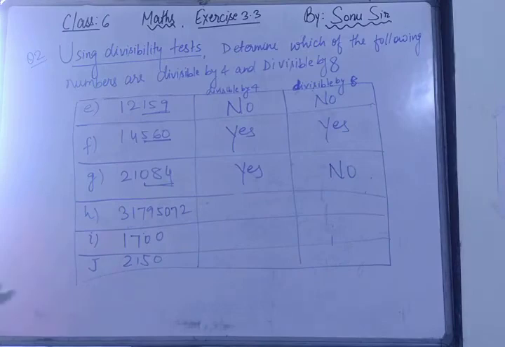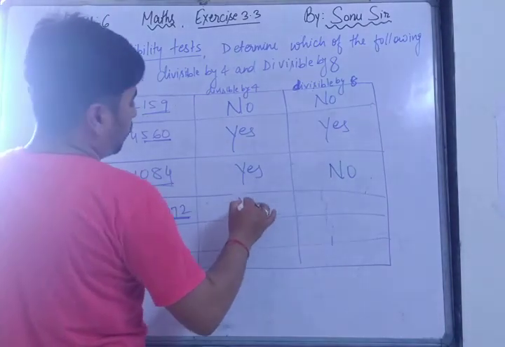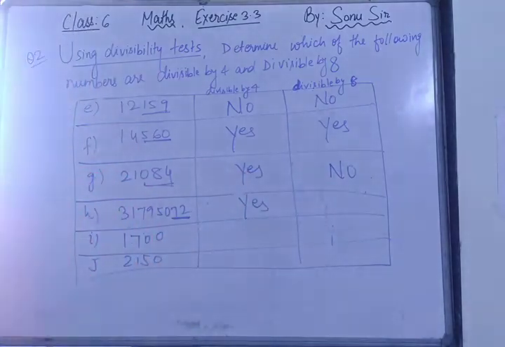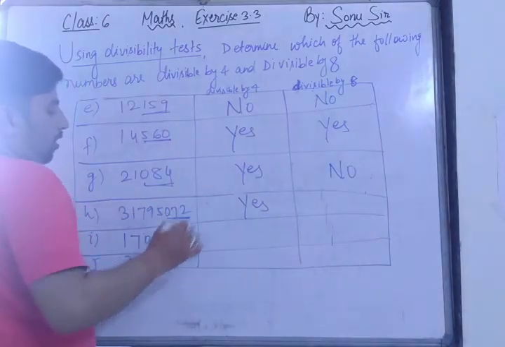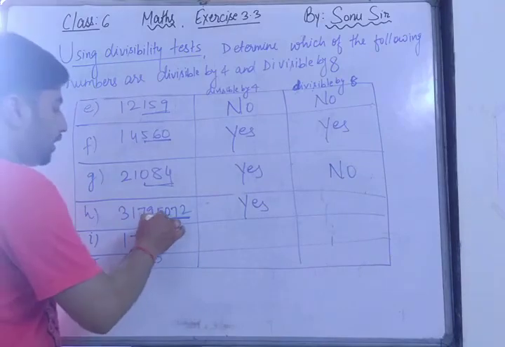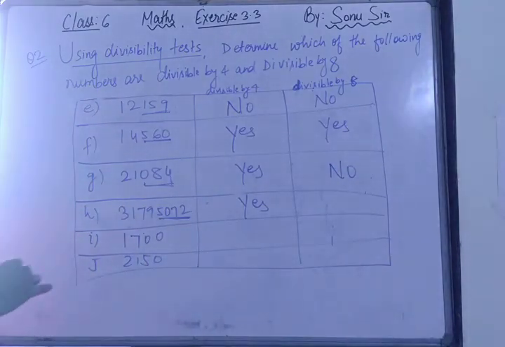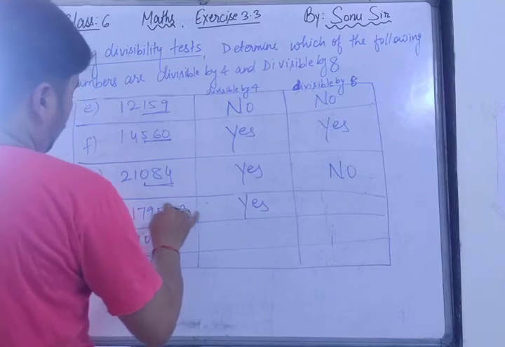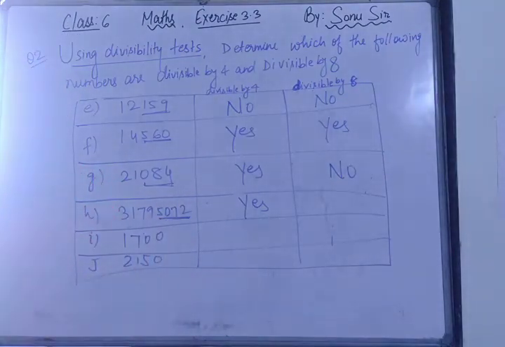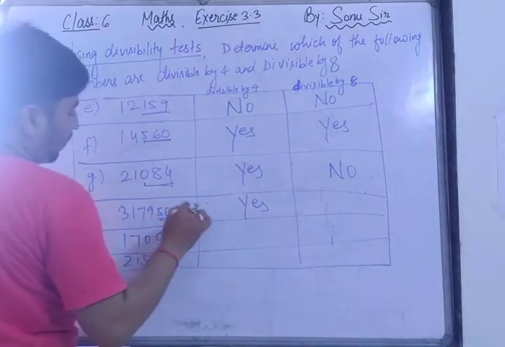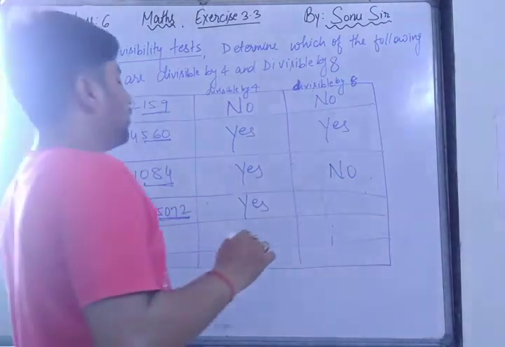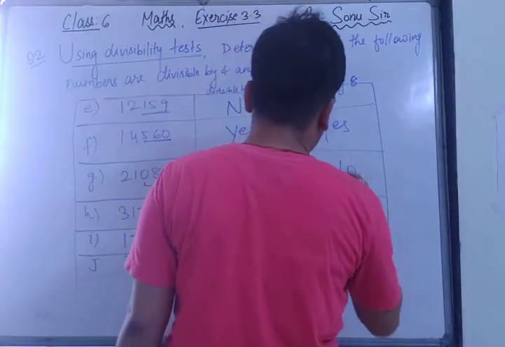Now what about this one? 18 4s are 72. So yes, it is divisible by 4. But what about the 8 table? 8 9s are 72. So will this number be divisible by 8 or not? 31795072. Yes, because the last 3 digits are 072. Yes, it is divisible. Or you can check the last 4 digits also. 8 6s are 48, 27. Now 8 3s are 24, 32, 8 4s are 32. So yes, this number is divisible by 8.